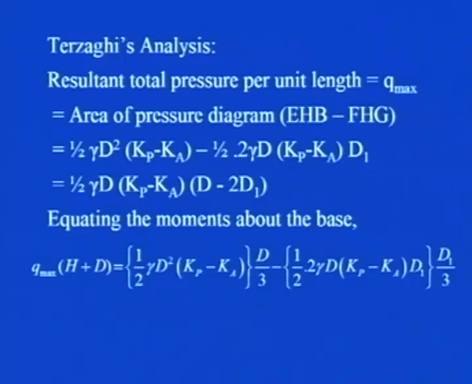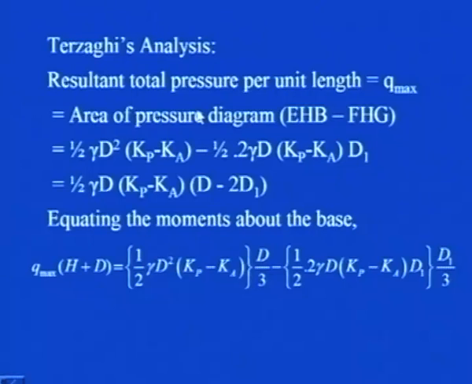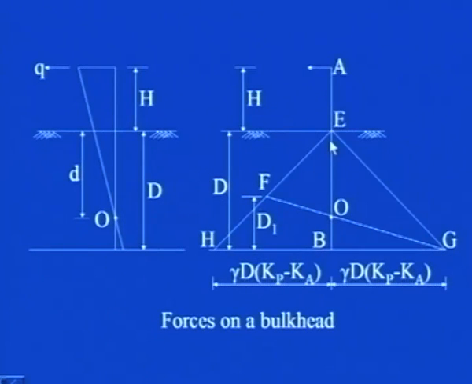Here the resultant total force per unit length, which I represent by Q max, becomes equal to the area of the pressure diagram, which is EHB minus FHG. So, this is the area of the pressure diagram from which you have to subtract this particular area, and this will give you the resultant total pressure per unit length of the wall. From this pressure diagram, you can find out the areas of EHB and FHG.